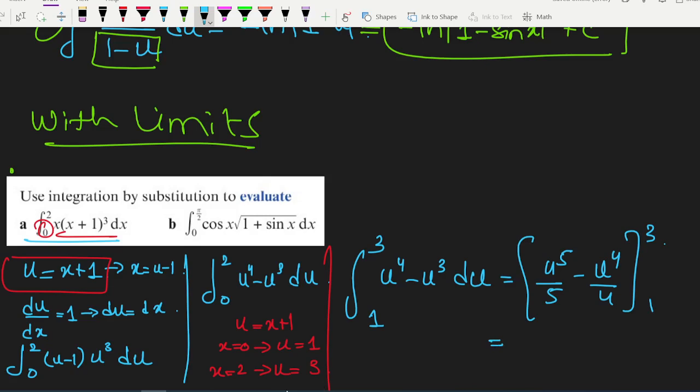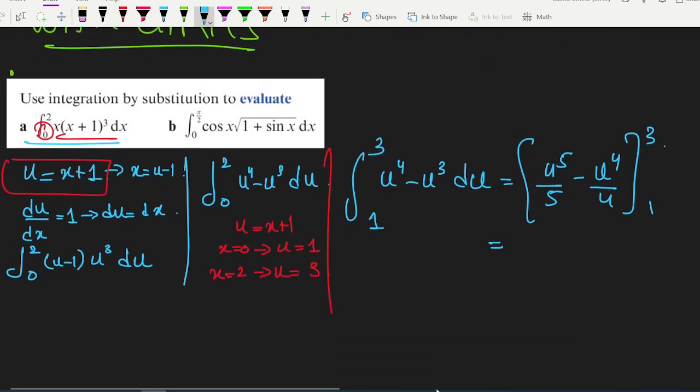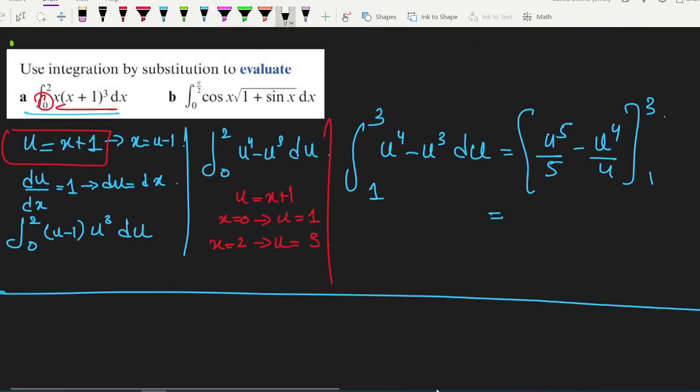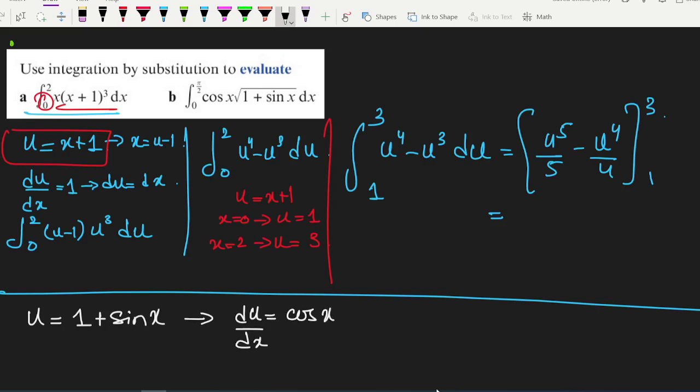So we get whatever we get. I'm not solving this any further, you get the general idea. Let's talk about b then. In b, we can take the substitution as u equals 1 plus sine x. So du over dx is cos x, and then we can say du equals cos x dx, right?